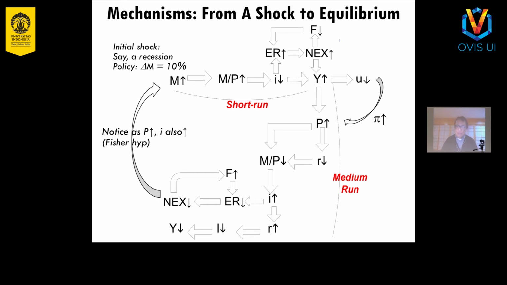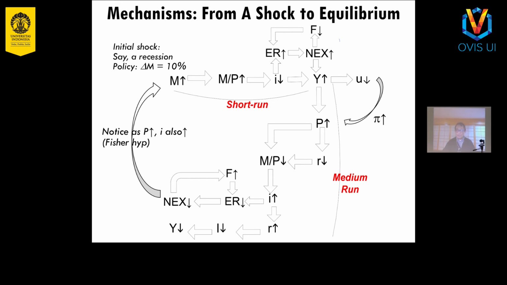Okay. So let's continue now. Now you have output increase. That's good, right? Because remember, our starting point is recession. So once the output increases and unemployment goes down, then we move to the medium run. Remember what is changing in the medium run? Price. In the short run, price does not change. But in the medium run, price changes. If the output increases, price will also tend to increase. If the unemployment decreases, price will also increase.